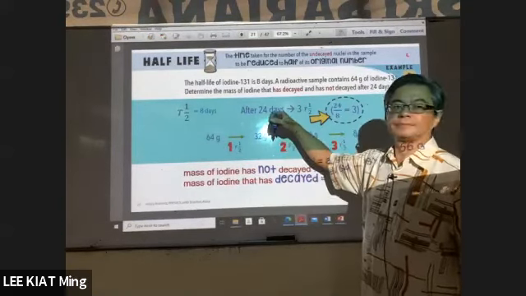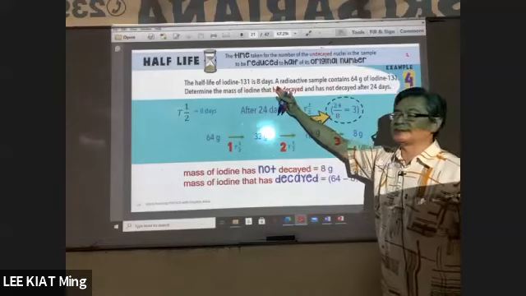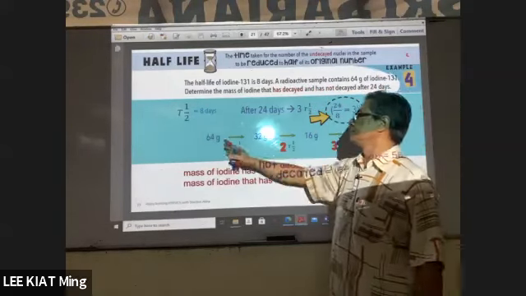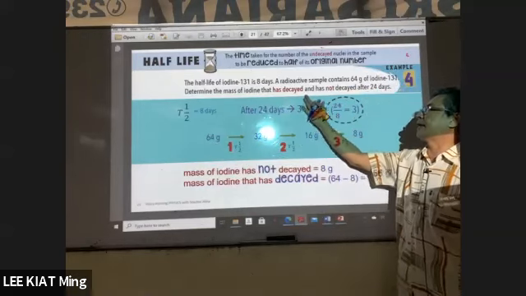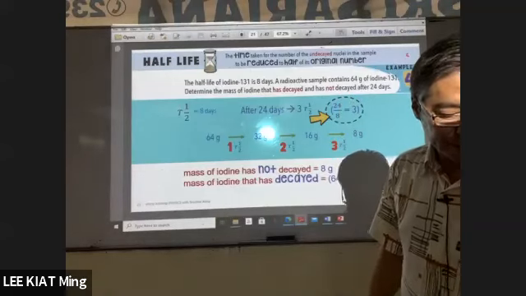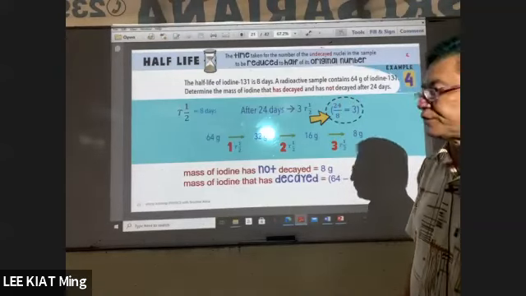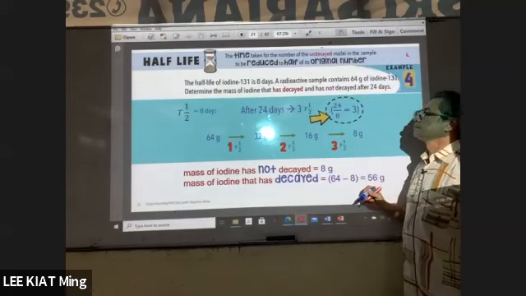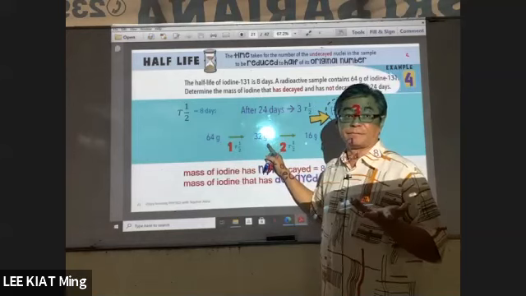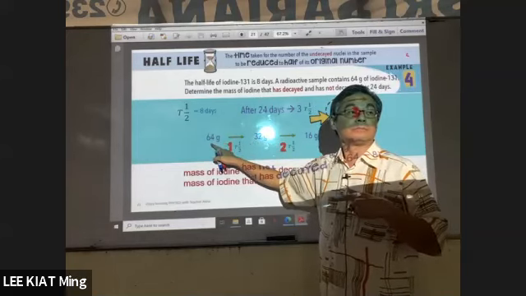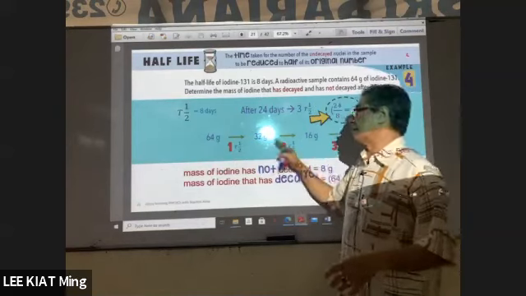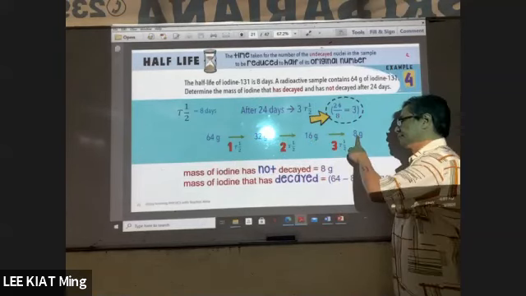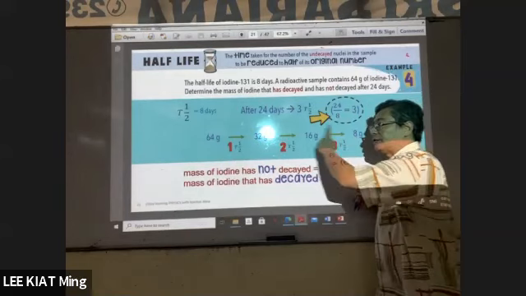Are you ready? The half-life of iodine-131 is 8 days. A radioactive sample contains 64 grams of iodine-131. Determine the mass of iodine that has decayed and that has not decayed. I told you this is always the one left. 64. Decay one time, 32 left. Decay one more time, 16 left. Decay one more time, 8 left. So how much is left? 8. How much decayed? Your original minus the one left.